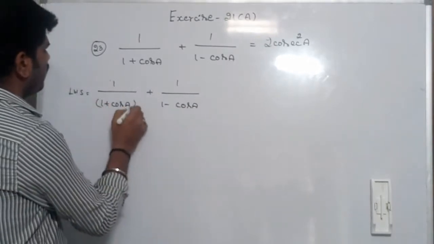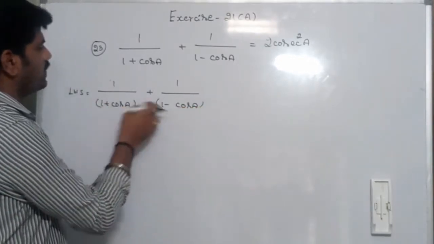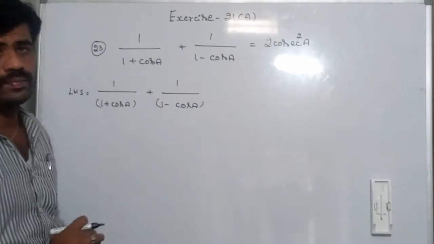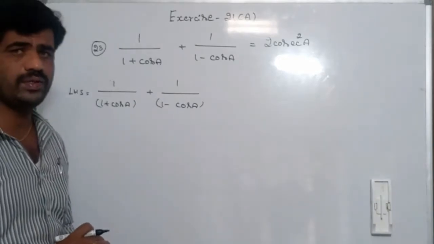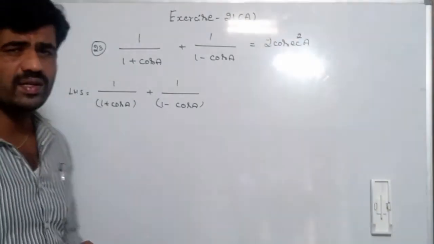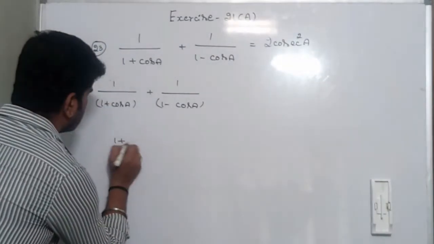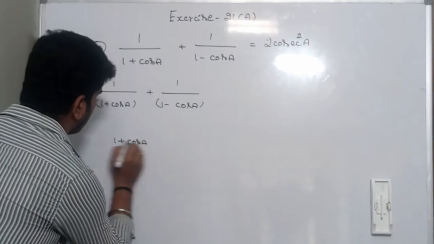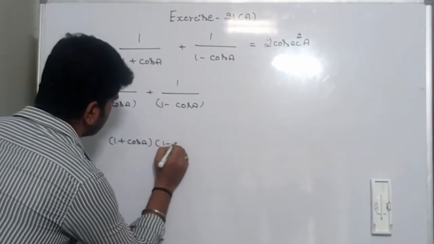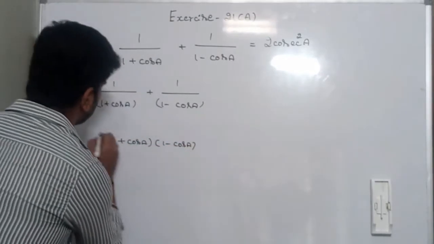See, whenever the denominator is in the form of A plus B into A minus B, directly take the LCM, because we know that A plus B into A minus B is equal to A square minus B square. Okay, so what is the LCM for this? 1 plus cos A into 1 minus cos A is the LCM.